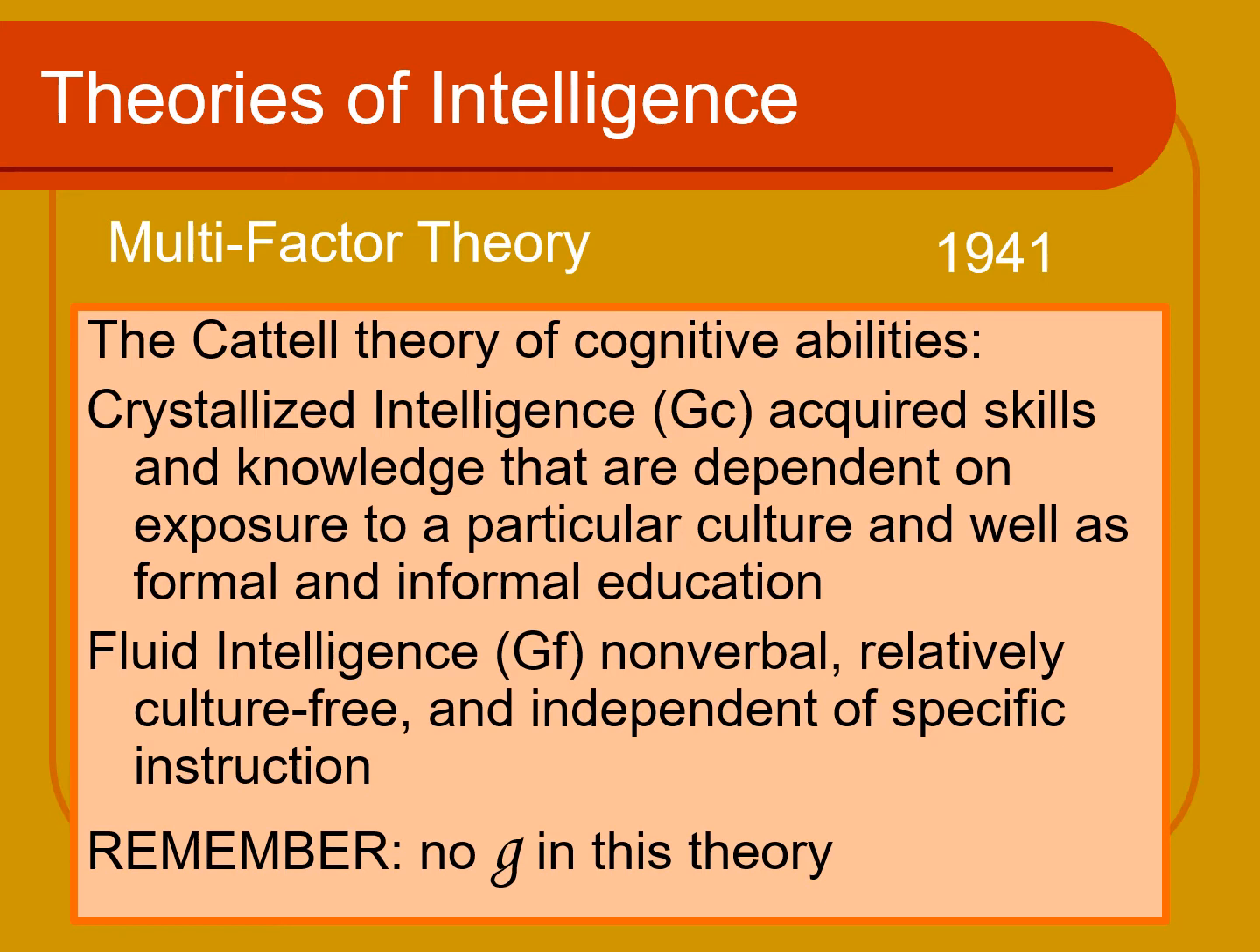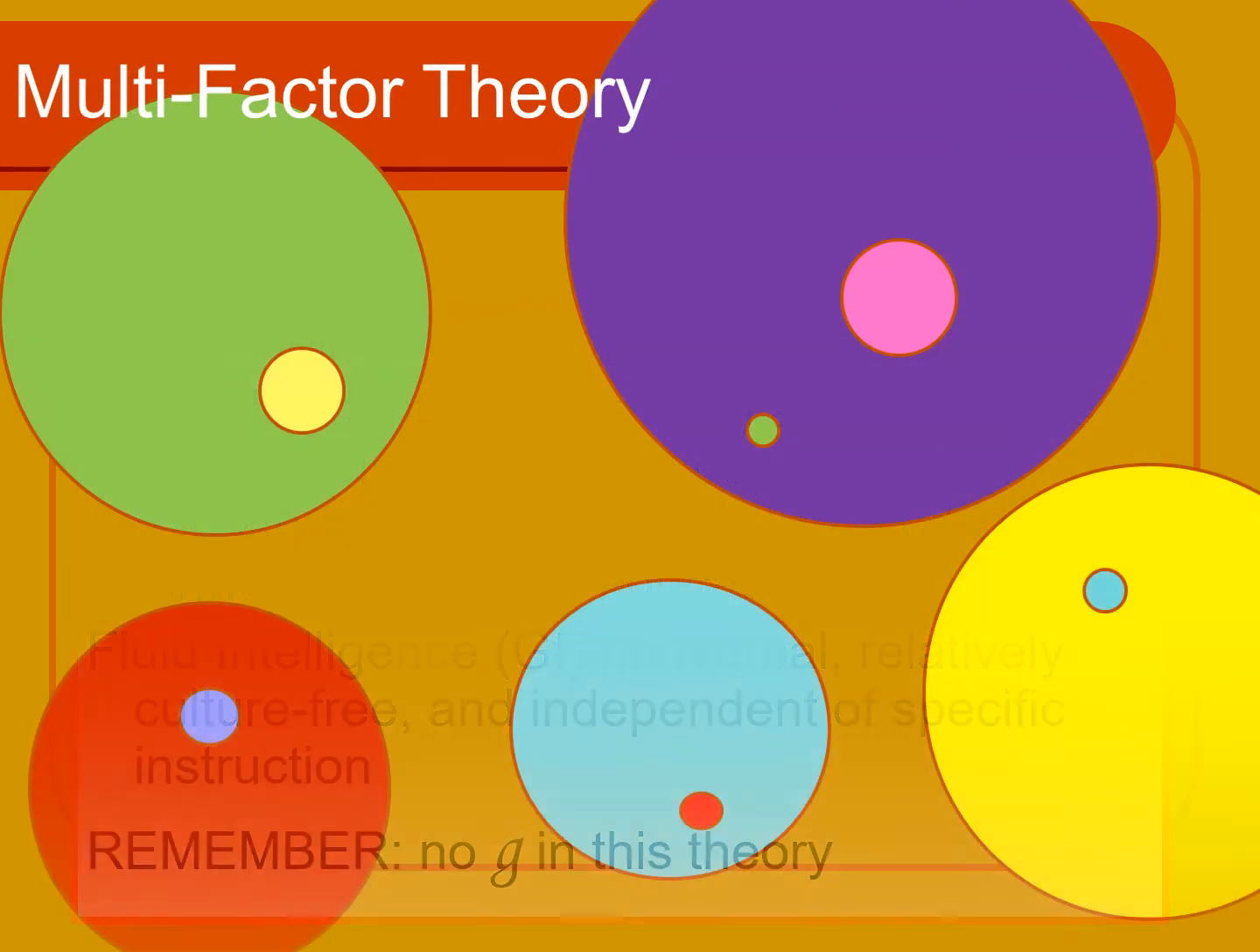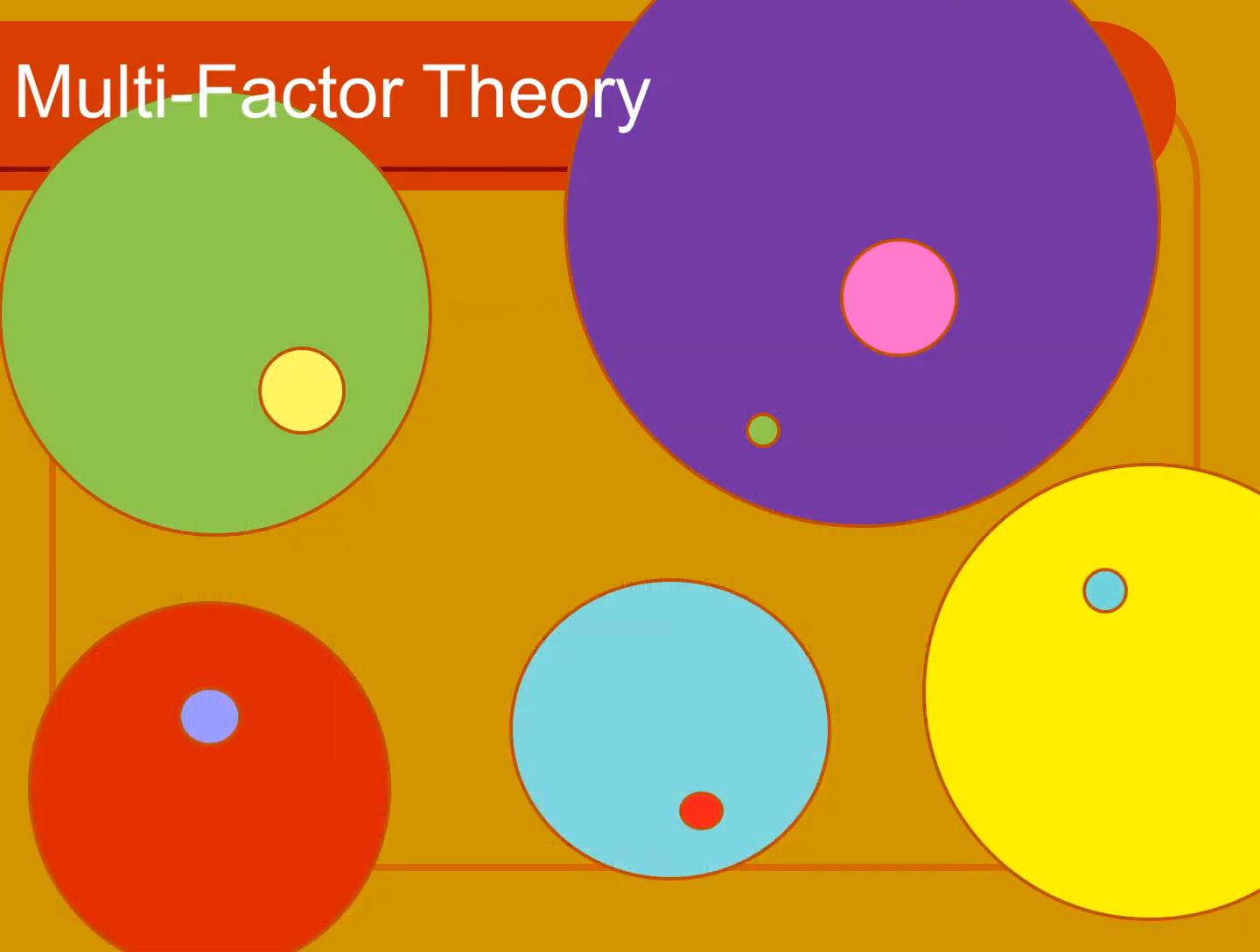For a long time, there were battle lines drawn between those who accepted G and S and the multi-factor people. To make everything a little bit more murky, some of the multi-factor people agreed that there were also those small, splinter, narrow abilities.